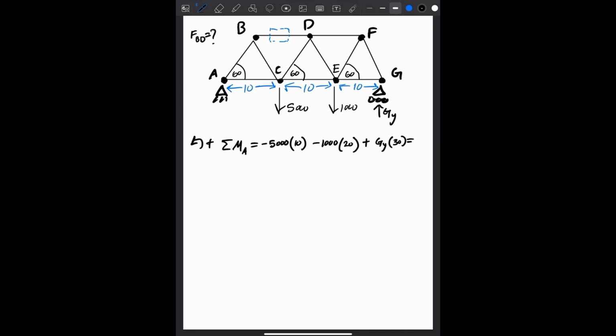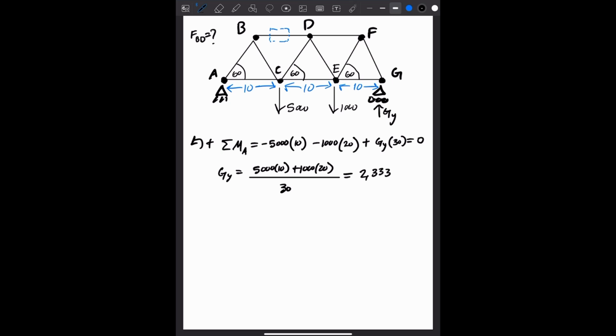And we're using Newton's laws, and this is a static truss, it's not moving. So what can we say? We can say that all of these moments must be equal to 0. There is no angular acceleration in this problem. Okay, so we're after GY. Let's solve for GY. GY is equal to 5,000 times 10 plus 1,000 times 20, all over 30, which comes out to 2,333.